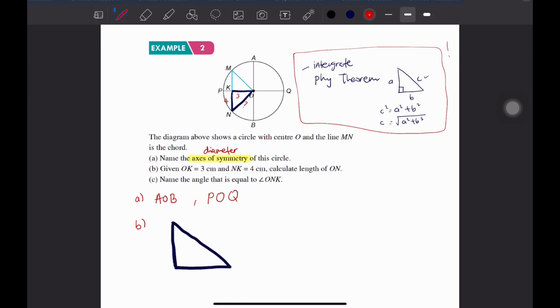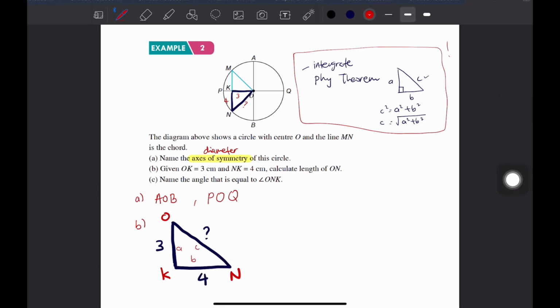Okay, so I have O, K, and N. OK is 3, KN is 4, and the question asks us to find ON. To make it easier for you, we can label it as A, B, and C. So the question asks us to find C.